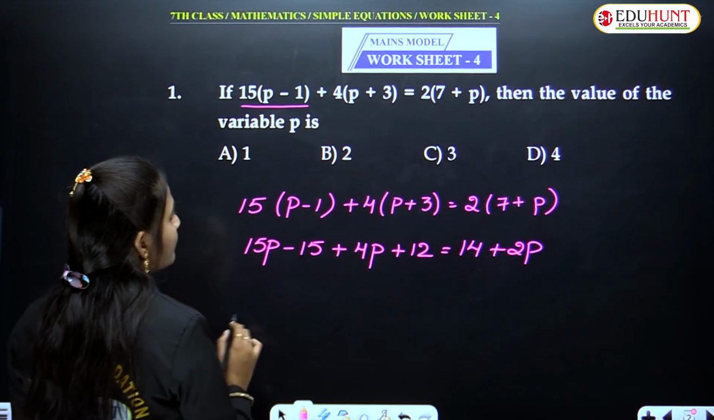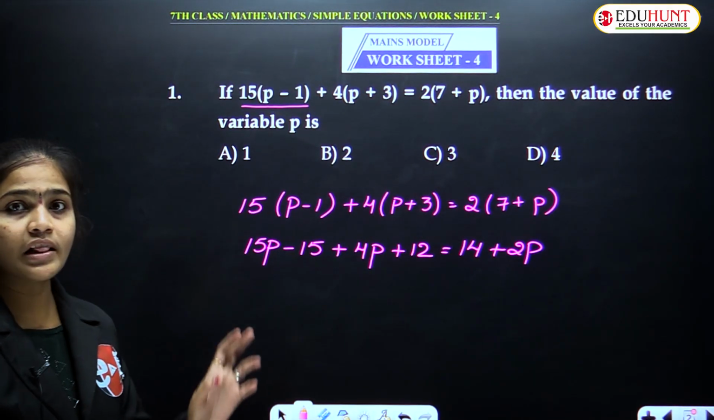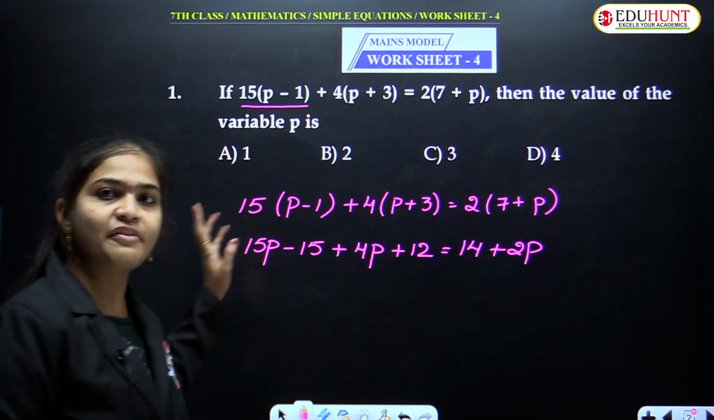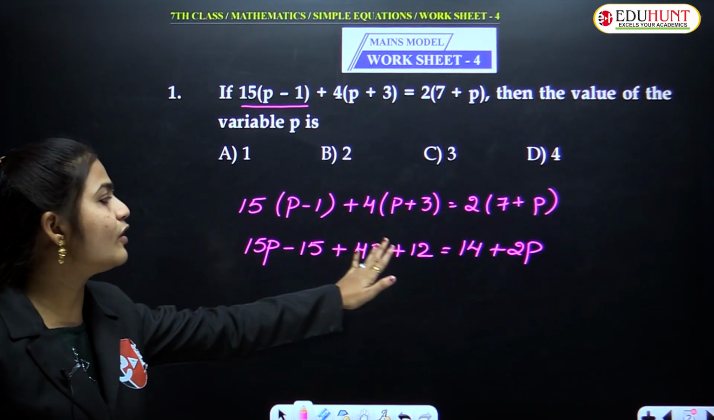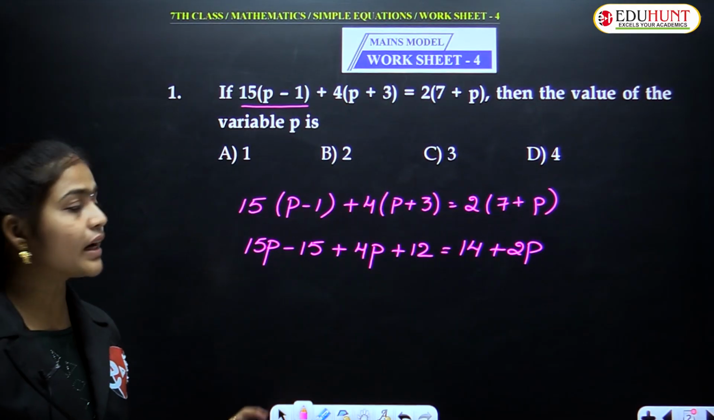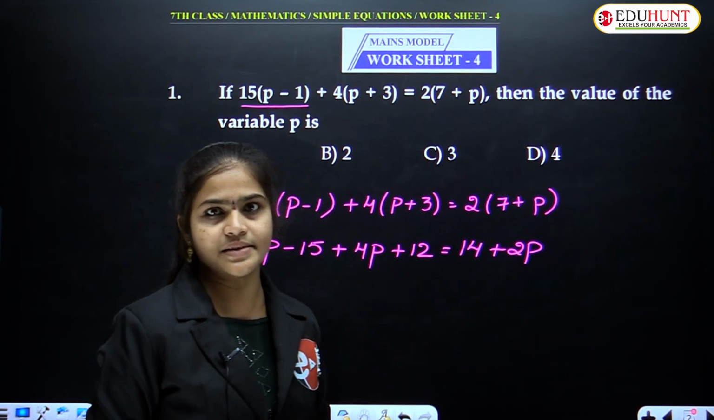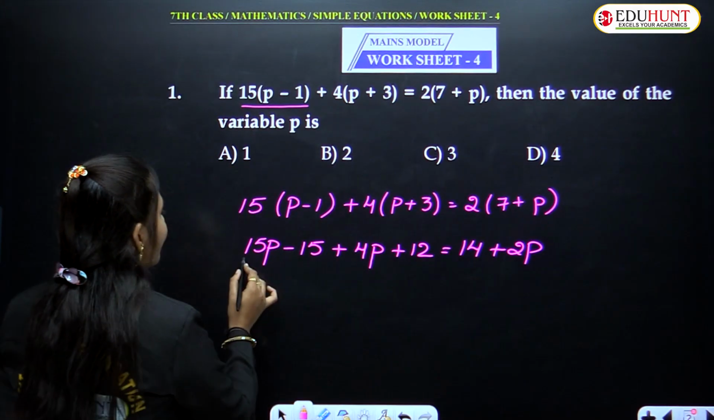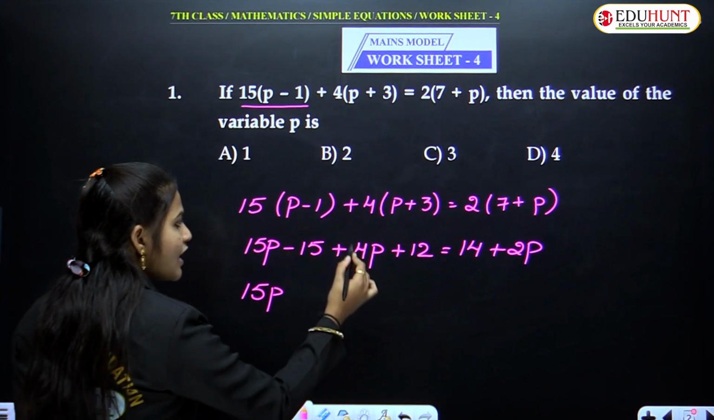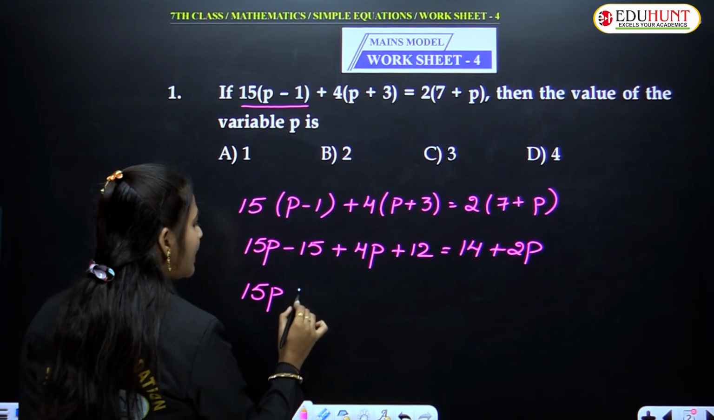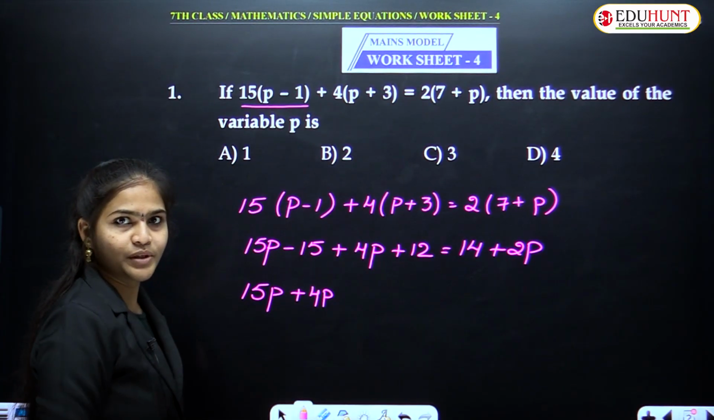Now I want to write all the variables together on the left hand side. In the LHS I want to write all the variable terms, and on the RHS side all the constant terms. Here the variable is already there, that is 15p. The next variable term is plus 4p. Along with the sign we have to write that. Completed from the LHS.